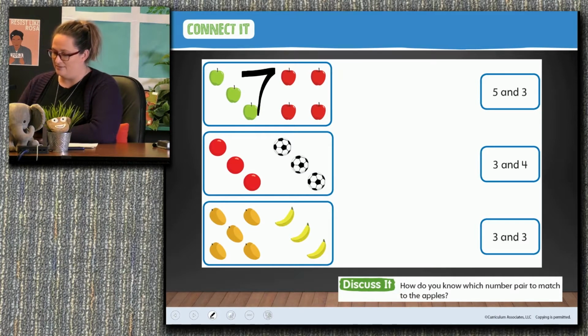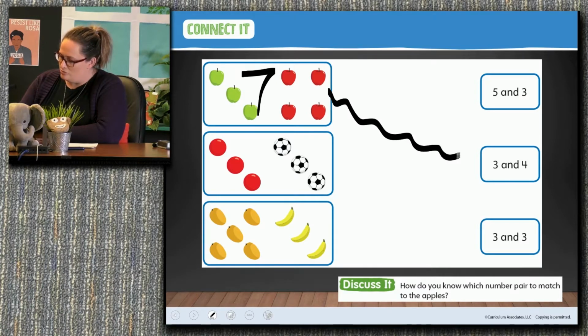5 and 3. Is that the same as 3 and 4? No. 3 and 4. Is that the same as 3 and 4? It is. It matches. What should we do? Draw a line. Match. Okay, let's look at the balls.